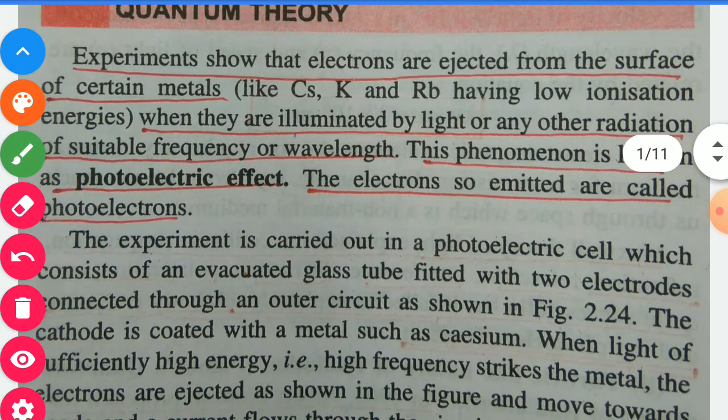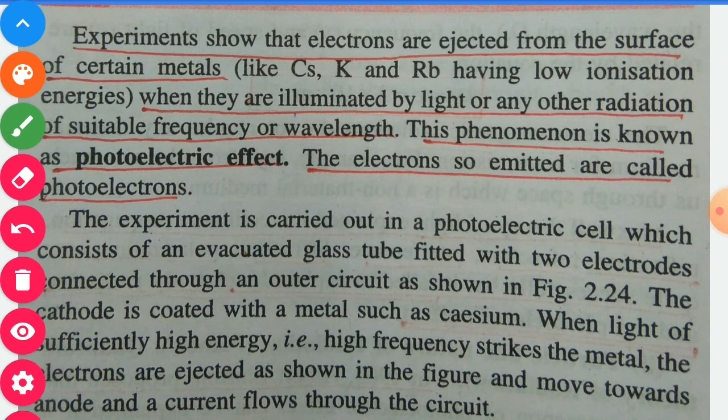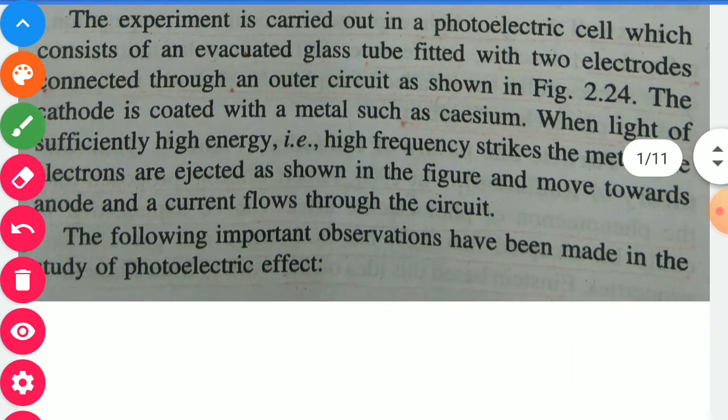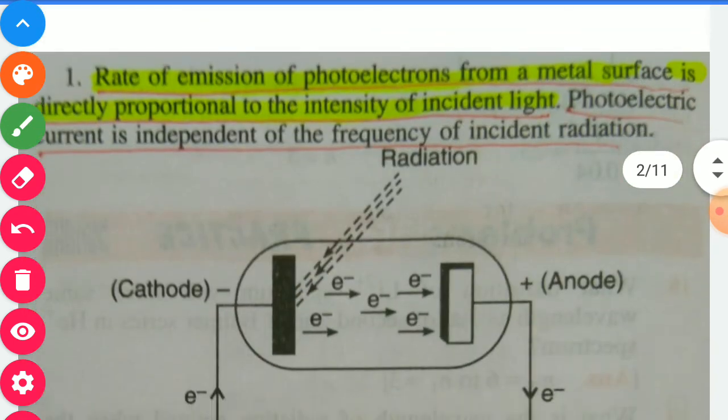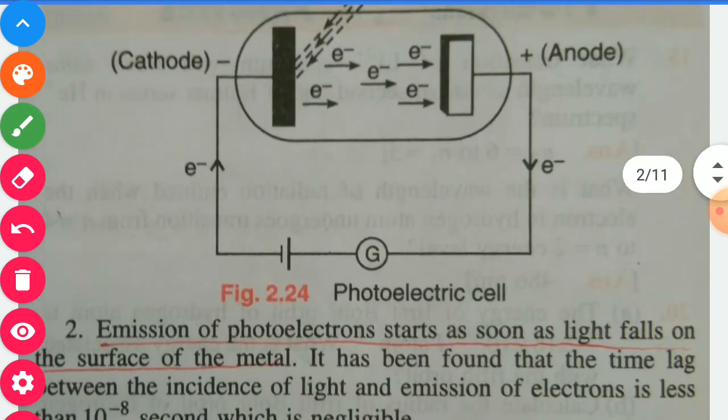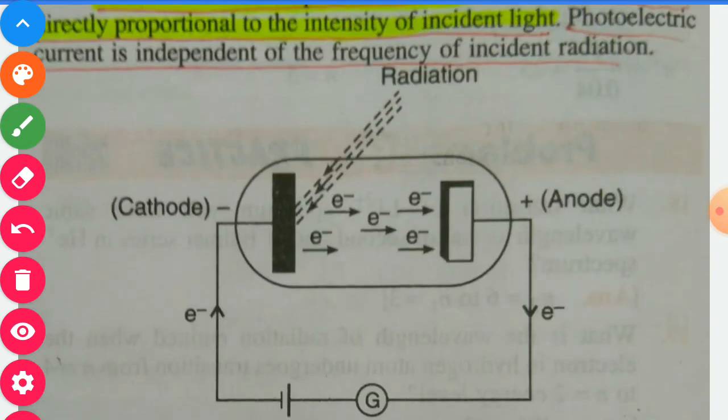photoelectrons. The experiment is carried out in a photoelectric cell, which consists of an evacuated glass tube fitted with two electrodes connected through an outer circuit, as given in this figure. So in this figure, on the left side is the cathode and on the right side the anode. So when light or a source of energy is incident on the plate, then from the cathode the ejection of electrons takes place.